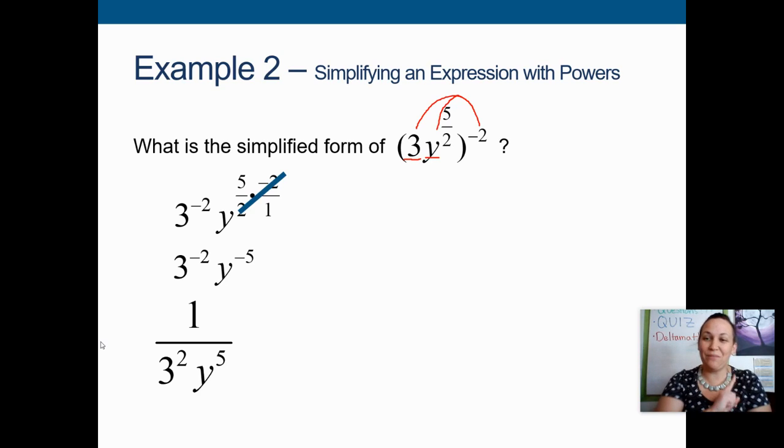As my one final step of simplifying, I do actually know what 3 squared is. 3 squared is 9, so I do want to change that to the number 9. And this pink fraction is my final answer.